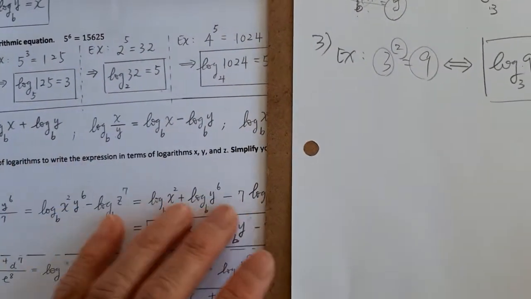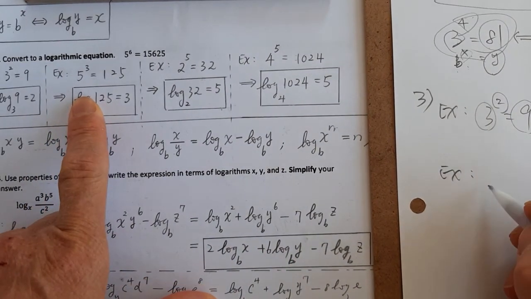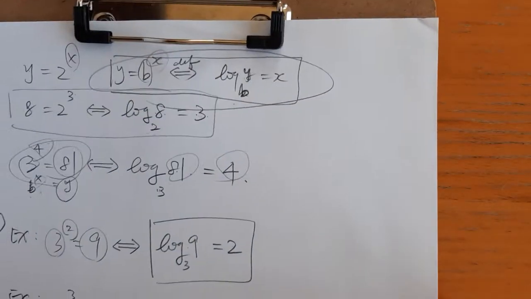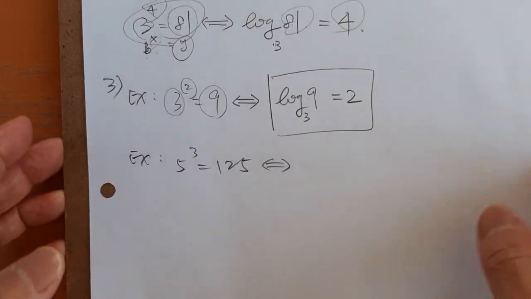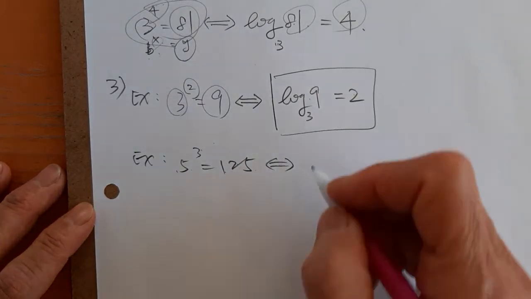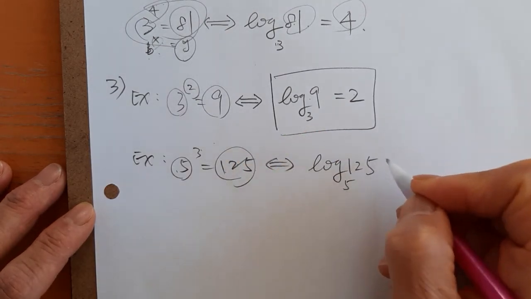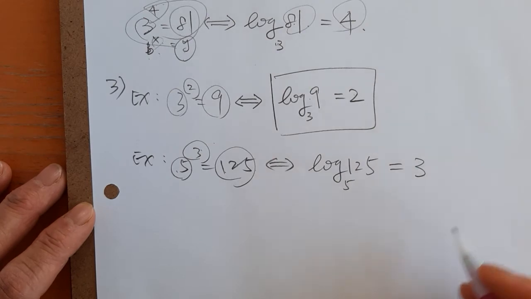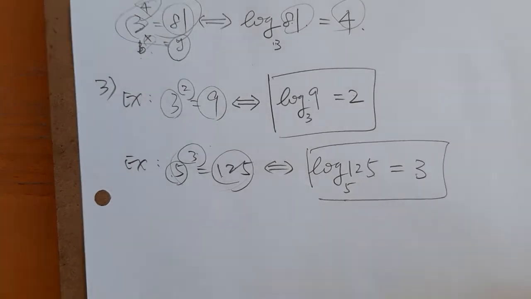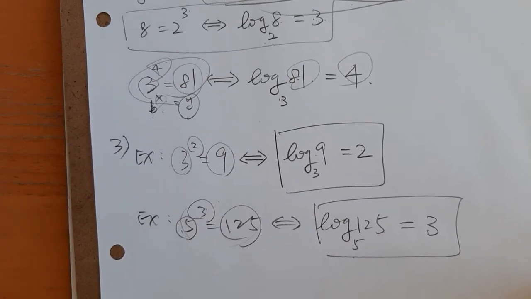Second question, another example: 5 cubed equals 125. Then convert to a logarithm function. 5 cubed is 5 times 5 is 25, times 5 is 125. So go to logarithm: the base is 5, the function value 125 equals exponent 3. 5 to the power 3 equals 125. This is a logarithm form. You can change from exponential form to logarithm form, or from logarithm form to exponential form.